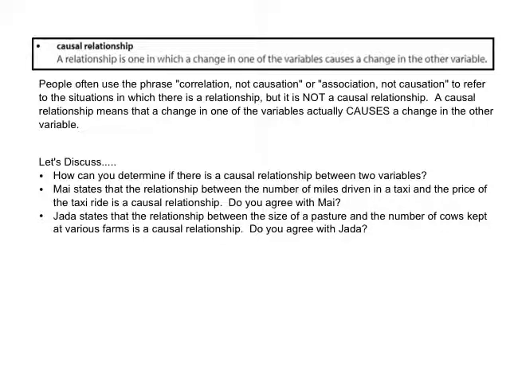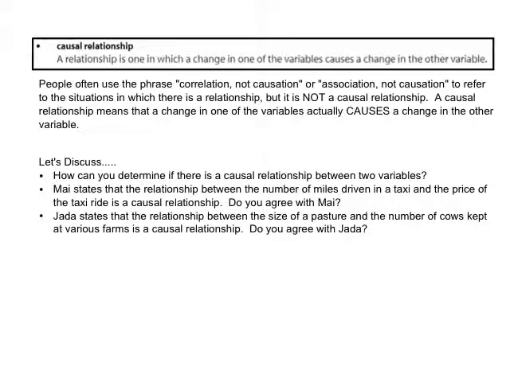So, how can we determine if there is a causal relationship between two variables? You really need to think about the context of the variables and the problem and determine if one variable's change is causing the other to change. One thing you can do is design an experiment that keeps one variable still and see if the change in the other does not occur, or try to isolate the variables. Let's look at two more examples.